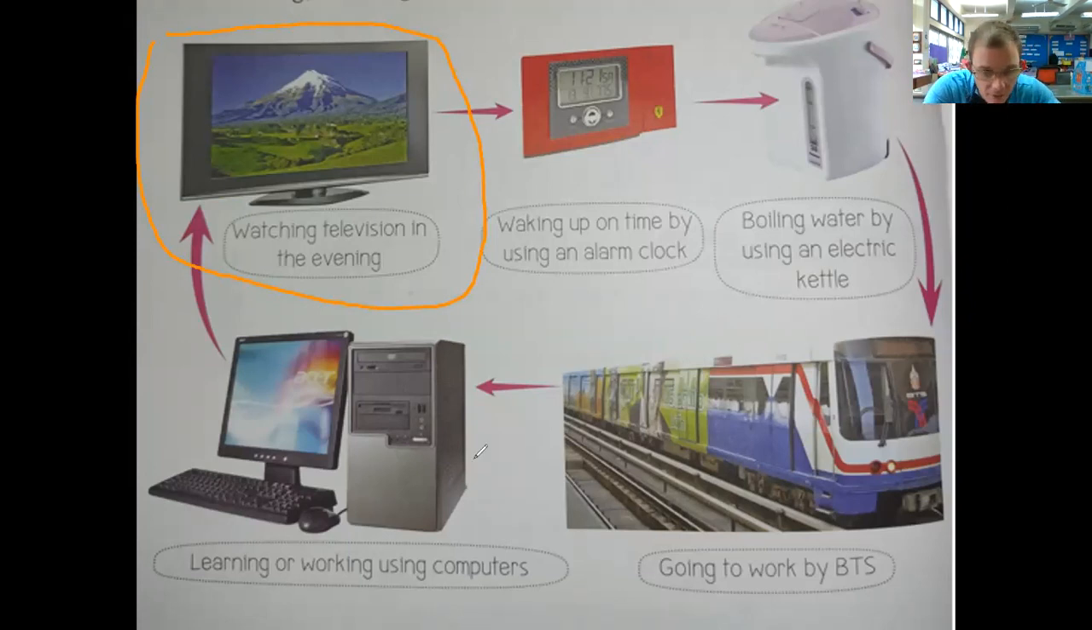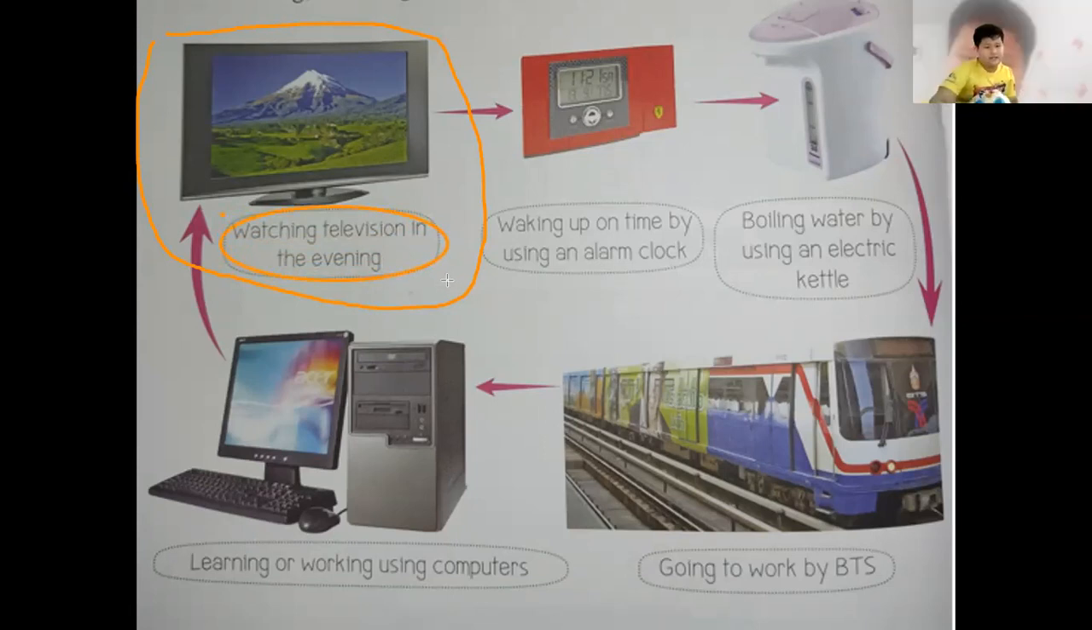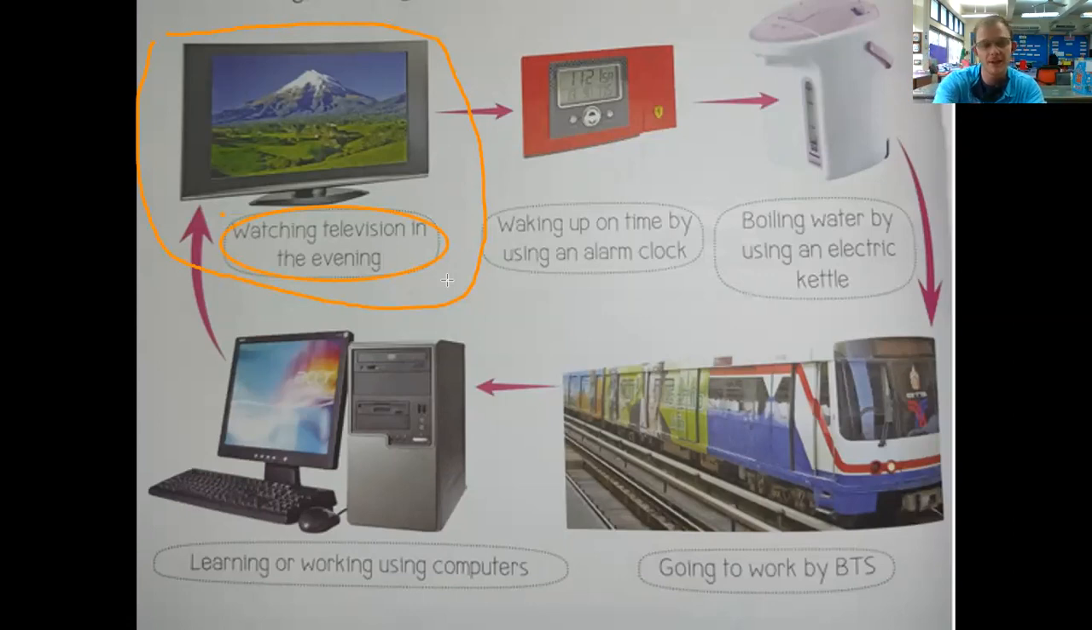Can you guys read this little block for me here? Yeah. What are they saying? Watching television in the evening. Okay, so in the evening before we sleep, we might watch a little bit of television. Maybe watch our favorite show, maybe a game show. It doesn't matter, but we use the television as a source of technology to create some happiness or learn something before we go to bed.